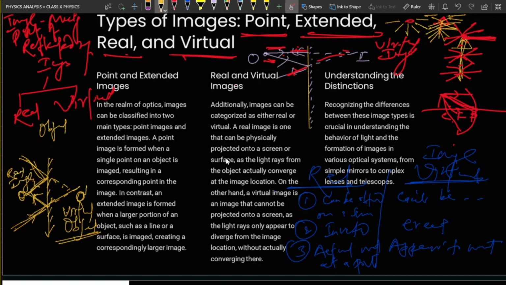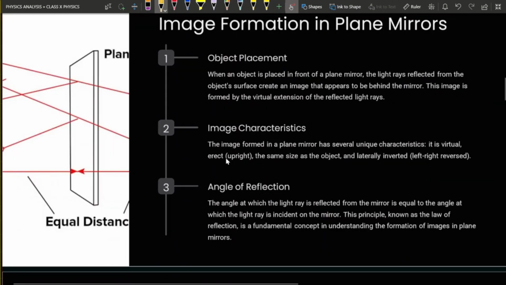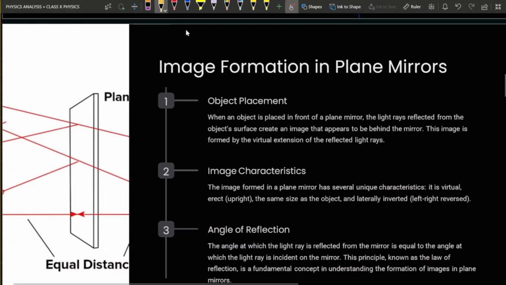Okay, moving on to the next part, image formation. How exactly is an image formed? Let us draw some pictures and check it out. Let me consider one mirror, and this is the light ray.